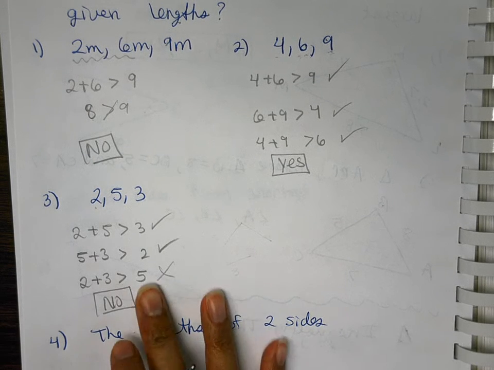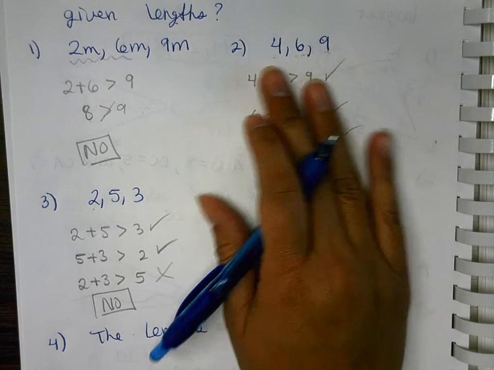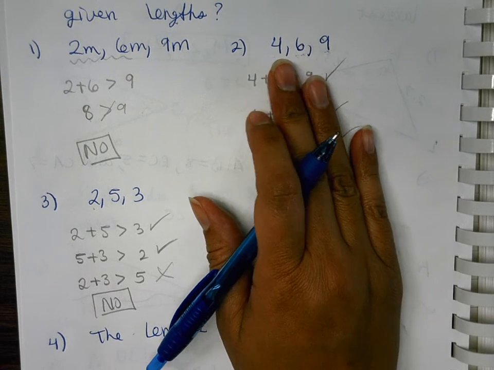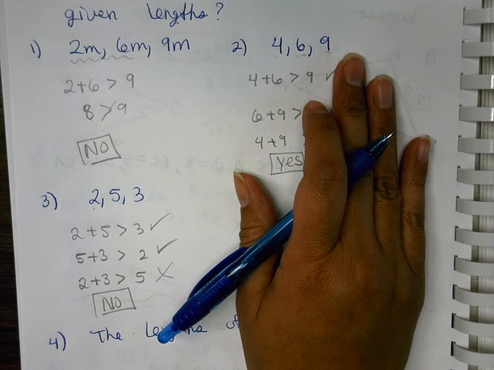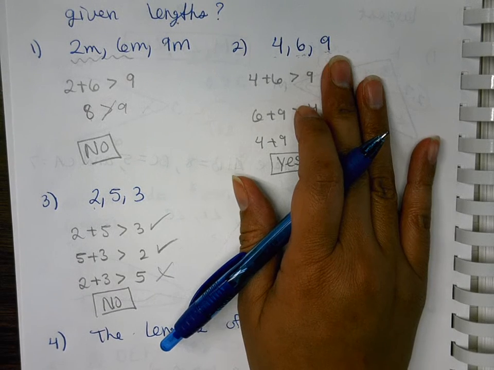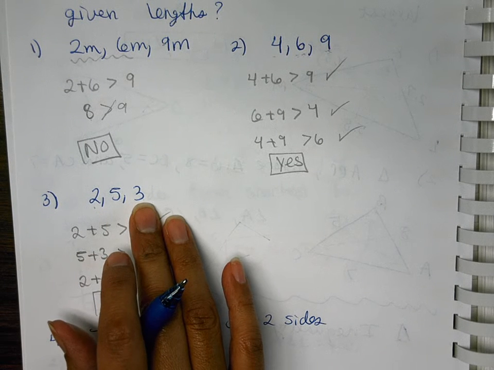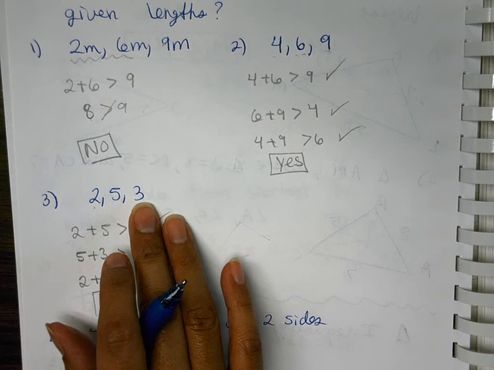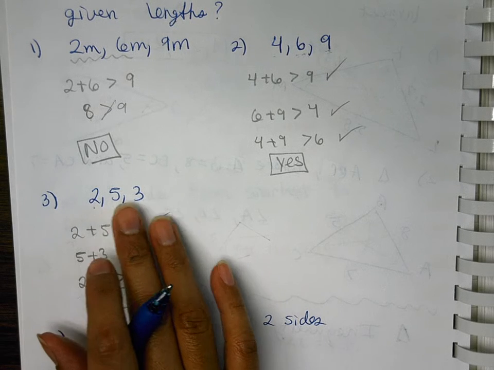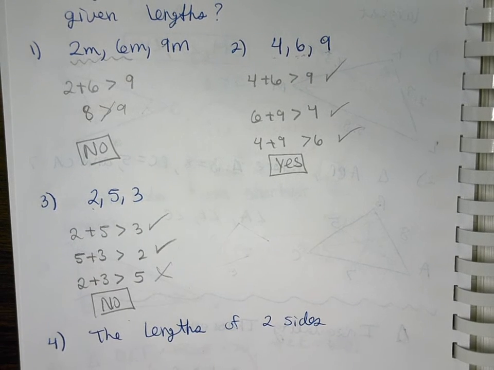4 inches, 6 inches, 9 inches will work. 4 centimeters, 6 centimeters, 9 centimeters would work. 4 miles, 6 miles, 9 miles would work. 2 meters, 5 meters, 3 meters would not work. 2 centimeters, 5 centimeters, 3 centimeters. Did it work? No. Does not work. Okay. I'm trying to see if it works.